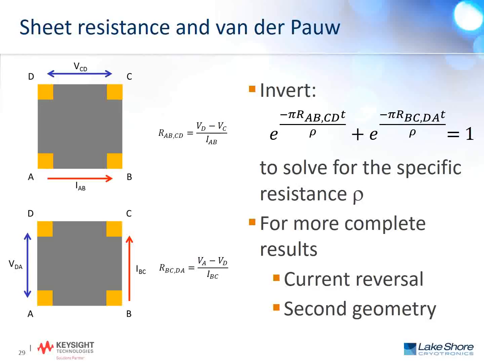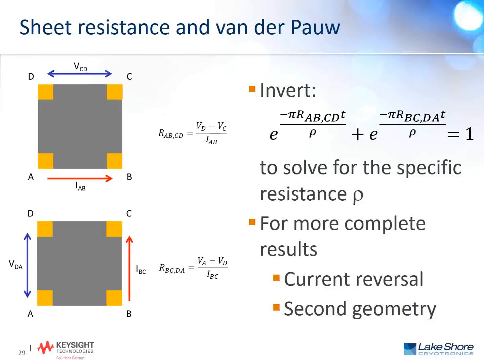And so for us, that includes doing current reversal. And so rather than just applying a current from terminal A to terminal B, we in fact reverse the current direction, so the positive current direction will be from B to A, and then expect the corresponding change in the sign of the voltage.